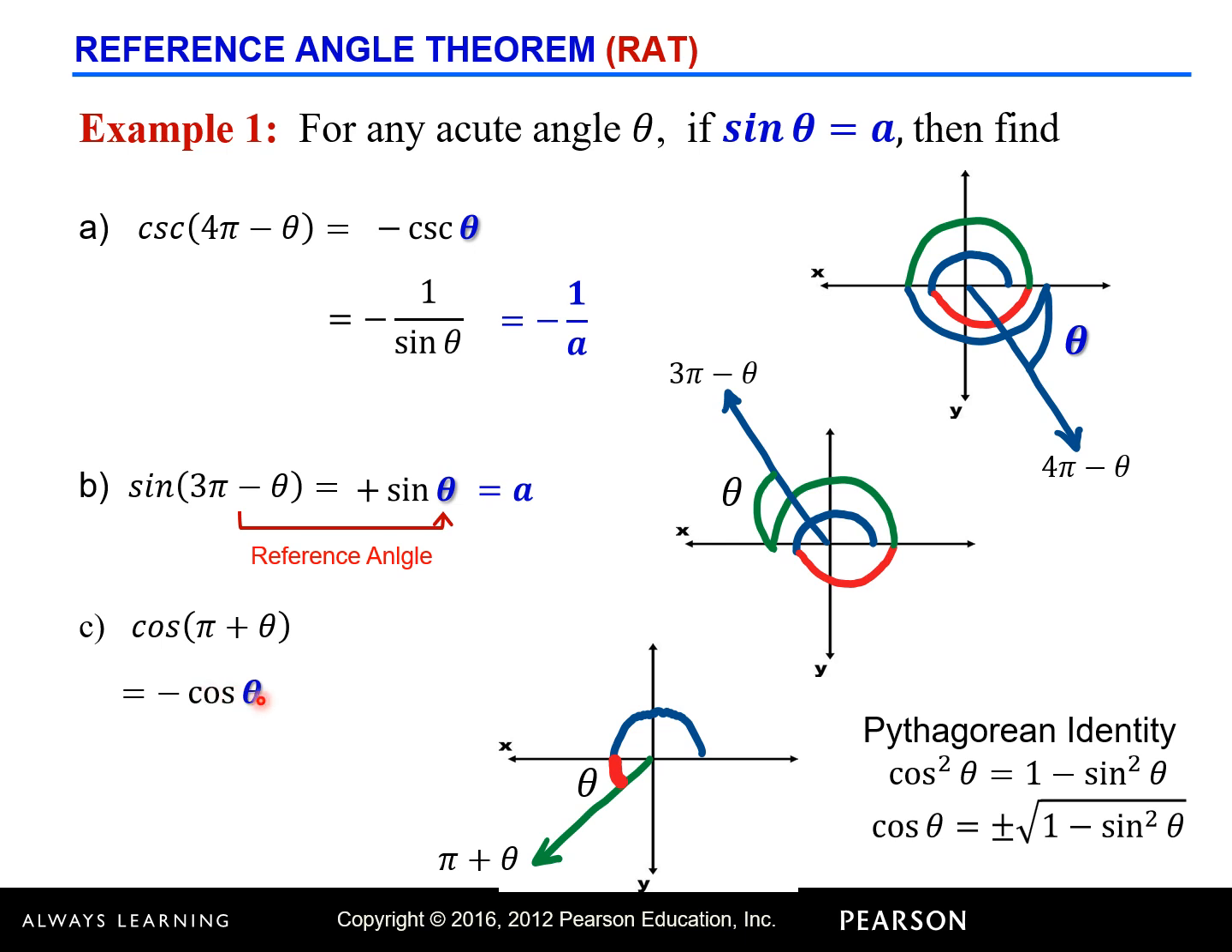So, cosine theta is the positive square root of 1 minus sine squared, but this is attached with a negative. So, negative of the square root of 1 minus sine squared. Take note, this negative is not the negative inside the root. Since we have changed to sine, we can now substitute A as the value of sine theta. So, we will now have negative square root of 1 minus A squared.